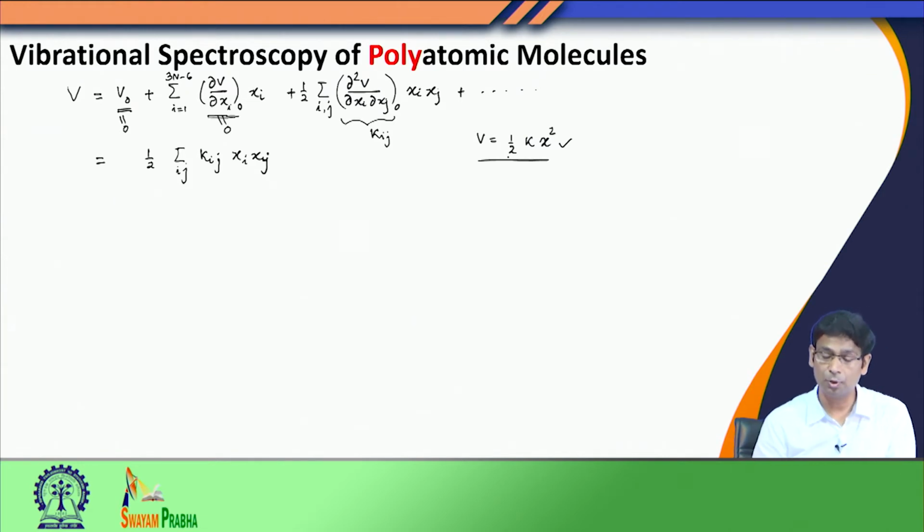Where are the anharmonic terms? Anharmonic terms exist in the higher order terms that we are not writing down, because we are only keeping terms up to the second order. If we take third and fourth order, then the anharmonic terms will start appearing. So, within the harmonic approximation we can limit our discussion to this. Alright. So, this is about the potential energy.